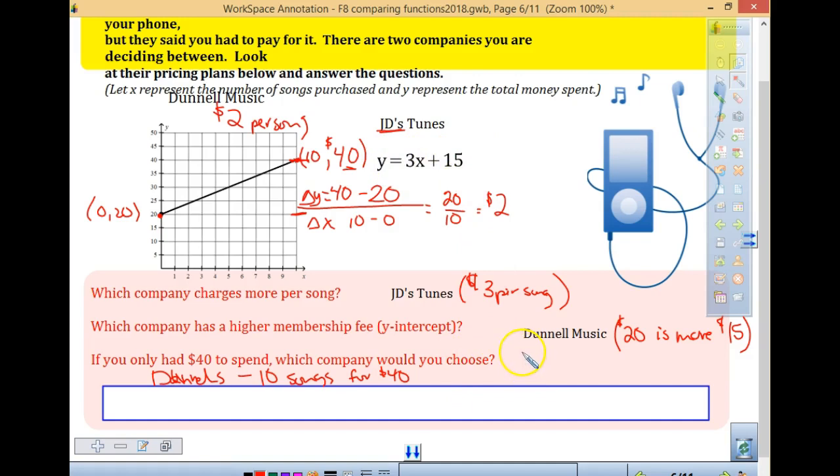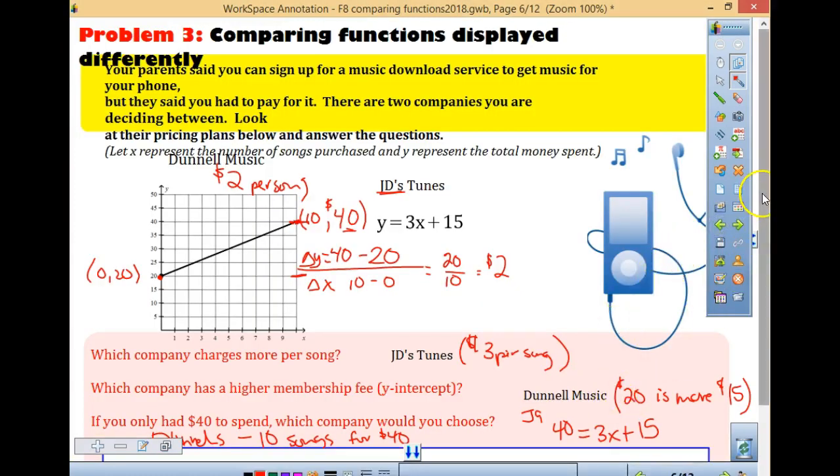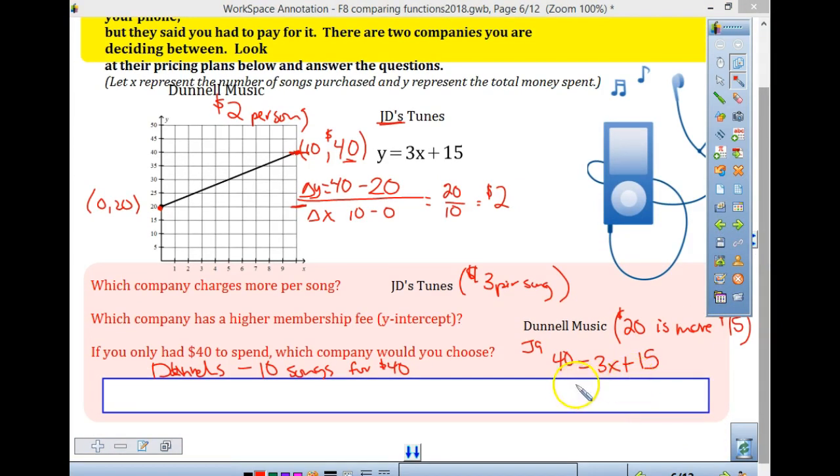If we're going to look at JD's, we want to put $40 for y. So put 40 equals 3x plus 15. Write it down. 40 equals 3x plus 15. If I want to solve for x, what is my first step in solving for x? You divide the 40 by the 3. Not yet. I've got to get 3x by itself here. How do I get 3x by itself if I have plus 15? We're going to subtract 15.